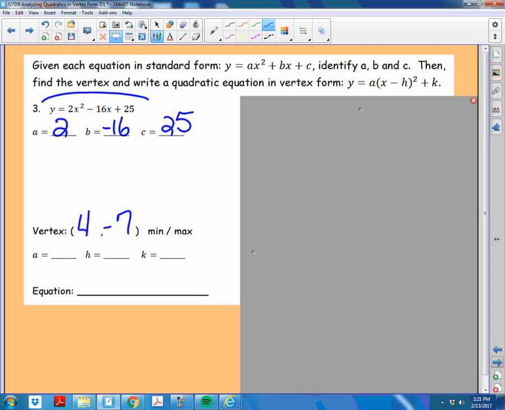The vertex is at (4, -7), because that's where we have symmetry. Now watch. It is a minimum, because the a value is positive. Now, that makes our a value still 2. Guys, the a value stays the same. Now, I want everyone to just watch this carefully. The h is 4, the k is -7.